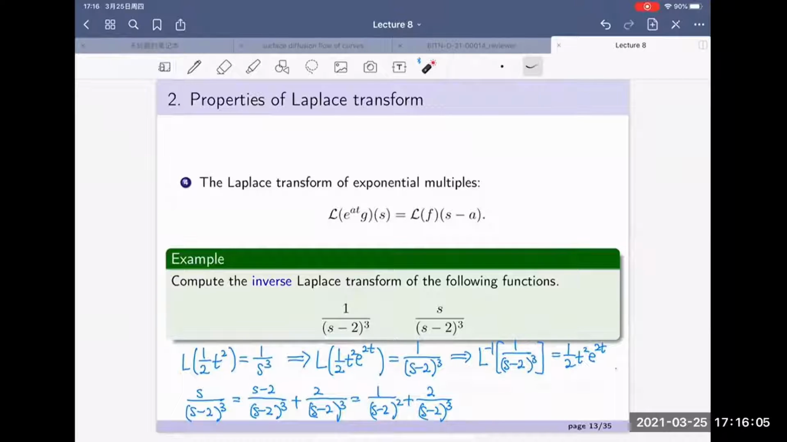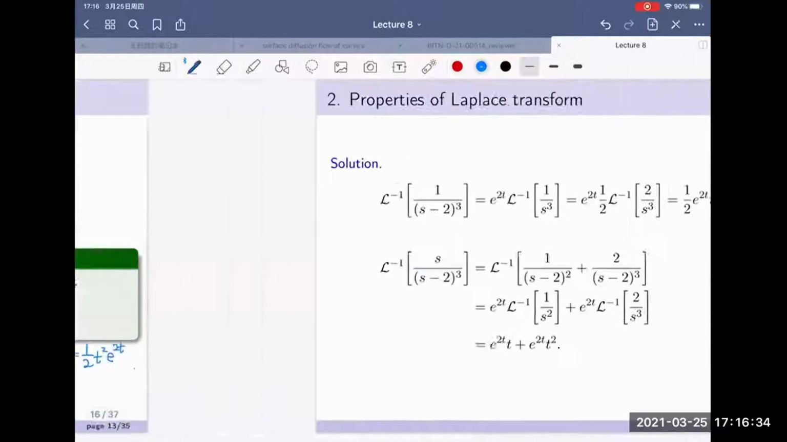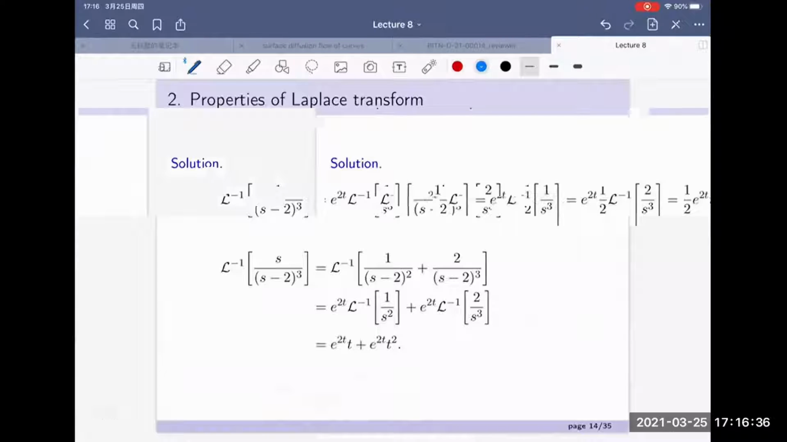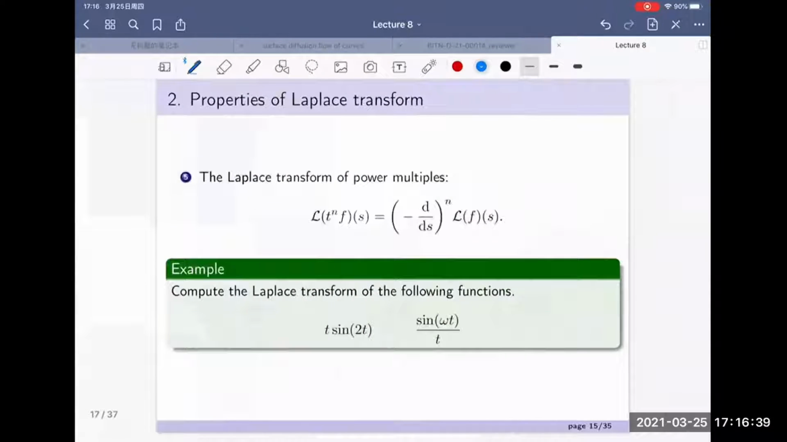I would leave this to you as an exercise after class. So please try to get the answer to this question by yourself. Work out this problem by yourself. Okay, there is an answer here.